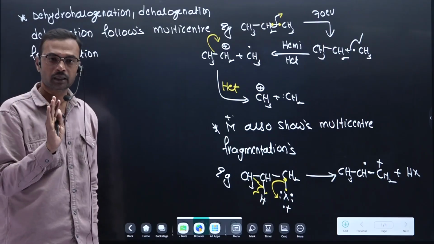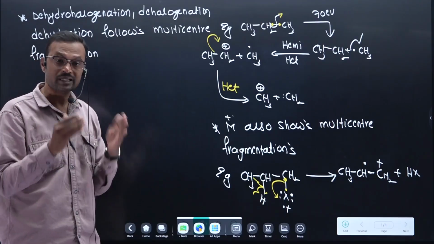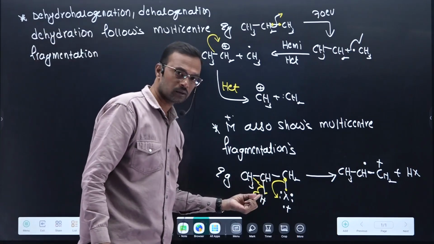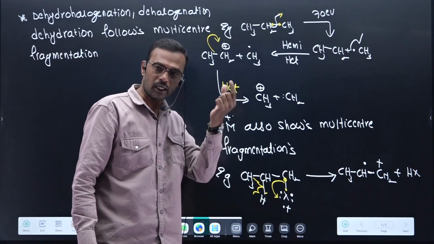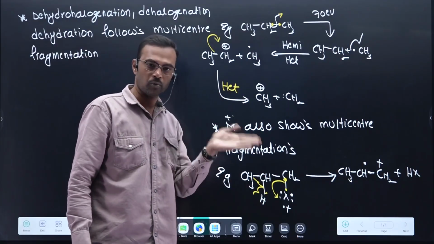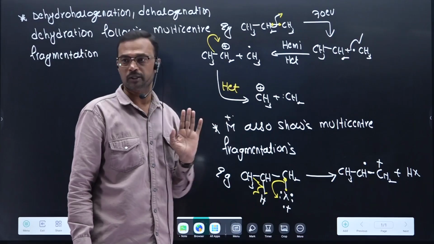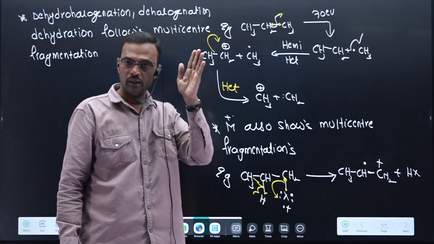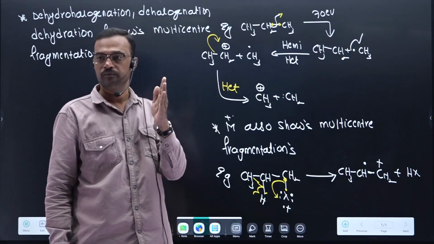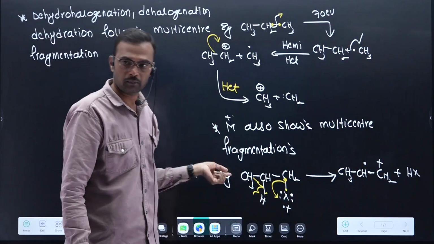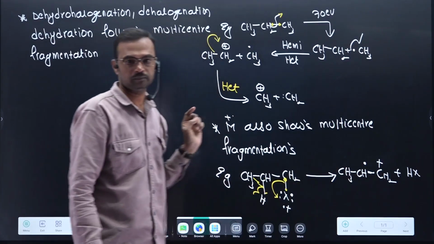Multi-center is nothing but breaking more than one bond at a time. I am breaking this bond and this bond at a time. That may be two homolysis, two heterolysis, homolysis and heterolysis, semi-heterolysis also possible. Clear? Not only successive fragmentation. This is called successive fragmentation, only one fragmentation. Okay, multi-center fragmentation is also possible.